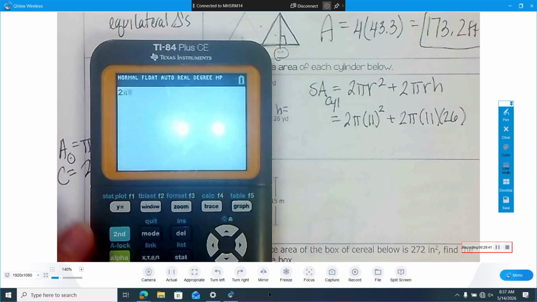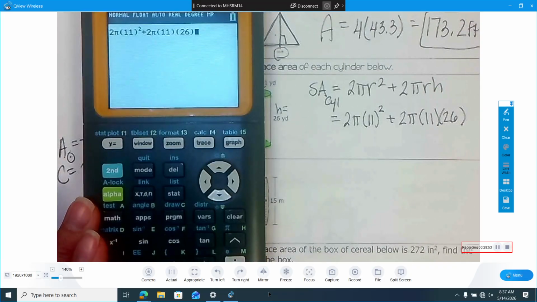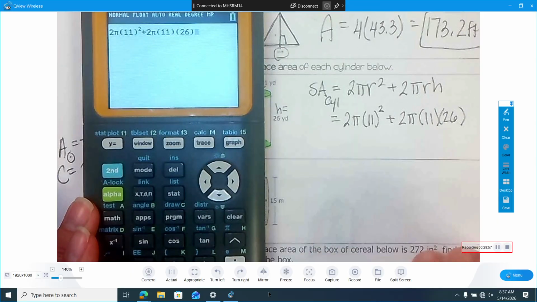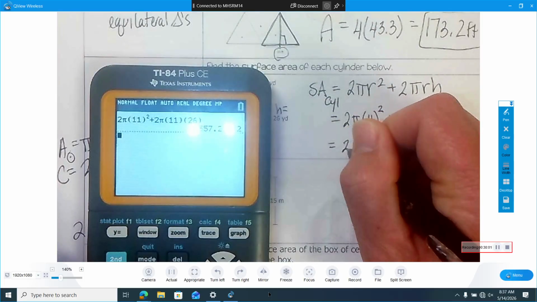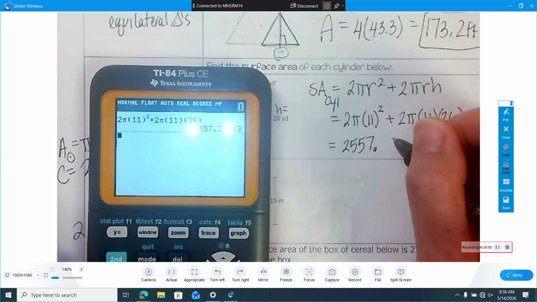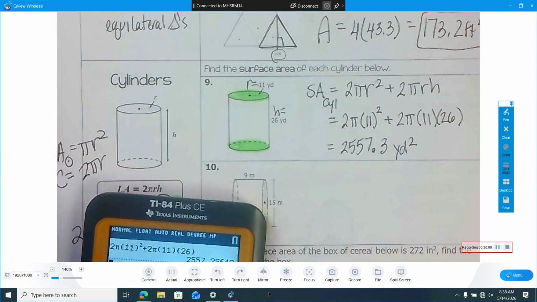I think they're going to say round. So 2 pi times 11 squared plus 2 pi times 11 times 26. Did you know where pi was? The pi right here above the caret symbol in blue. So, all right, just making sure. And that was 2557.3 yards squared.